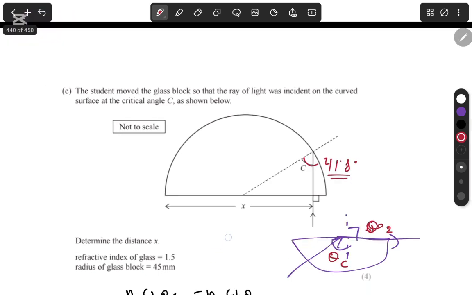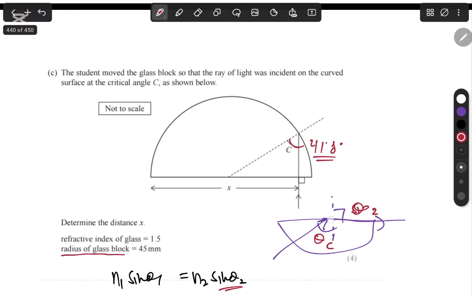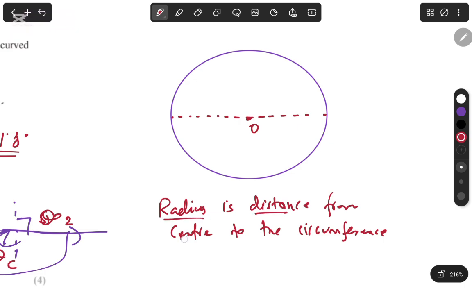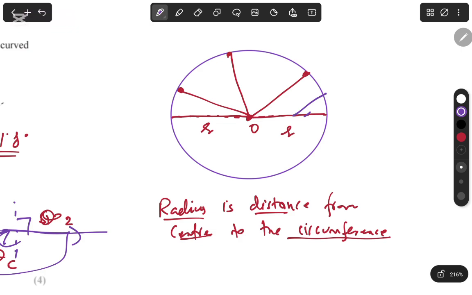Okay. And then they have given you the radius of the glass block. Now, one very important thing you should remember is that the radius is the distance from the center, which in this example above is going to be O. So from the center O to the circumference. So notice this is the radius R, this is the radius R, this is also the radius R because it's the distance from the center to the circumference. This is the circumference right over here. This entire thing is a circumference. This is also the radius, this is also the radius. Okay, what is not the radius is this. You can't say this is the radius because it's not from the center.